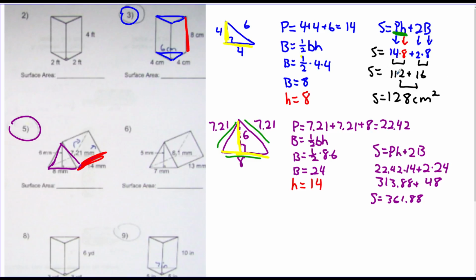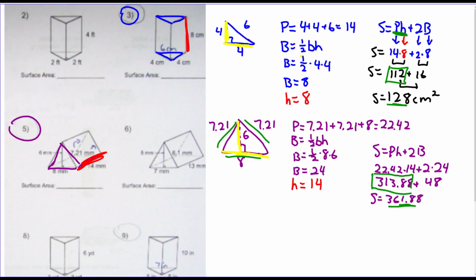So if the question said, what is the lateral area of any of these triangular prisms, instead of worrying about this last part, we would have stopped right here. So like the lateral area for number 3 is 112, and the lateral area for number 5 is 313.88. So in case there's a question that asks you that, or asks what's the difference between lateral and total, instead of having to think of it as a separate equation, it's just the left-hand side of the total surface area equation. Okay? But for our purposes today, what we need is the total.